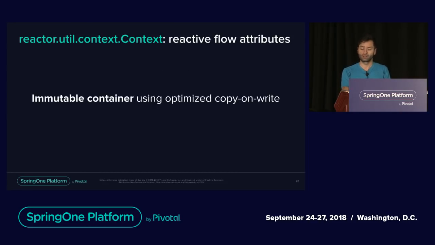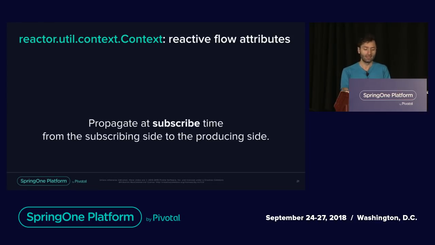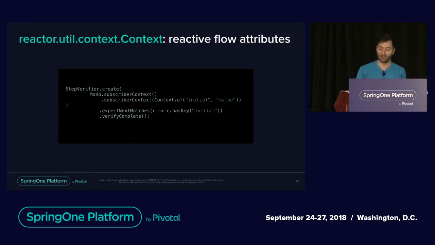So what's a context? It's just a kind of map. Every time you put something in it, you get a new context. It's an immutable copy-on-write map. And every time you subscribe, this context is propagated from the very end to the very beginning, so from the consuming side to the producing side. It looks like that when you start using it. The second line is how you inject data in the context, or how you would initialize the context if you want to. And the first line, which is mono subscriber context, is how you can retrieve this context and emit something.